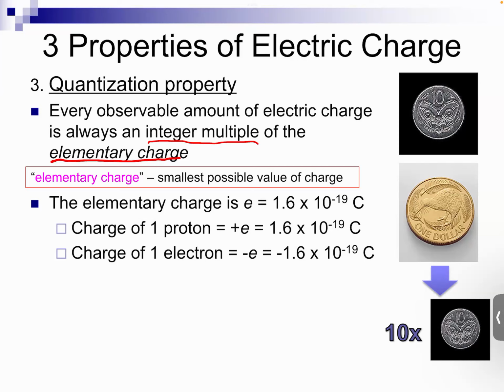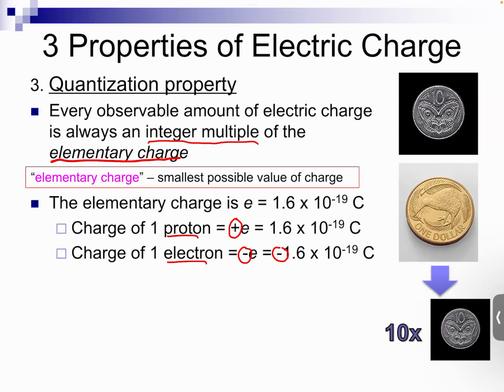Of course, if we're talking about a proton, then the charge will be positive, and so the elementary charge will be positive. If we're talking about an electron, then the charge will be negative, and the elementary charge will therefore be negative: 1.6 times 10 to the negative 19 coulombs.